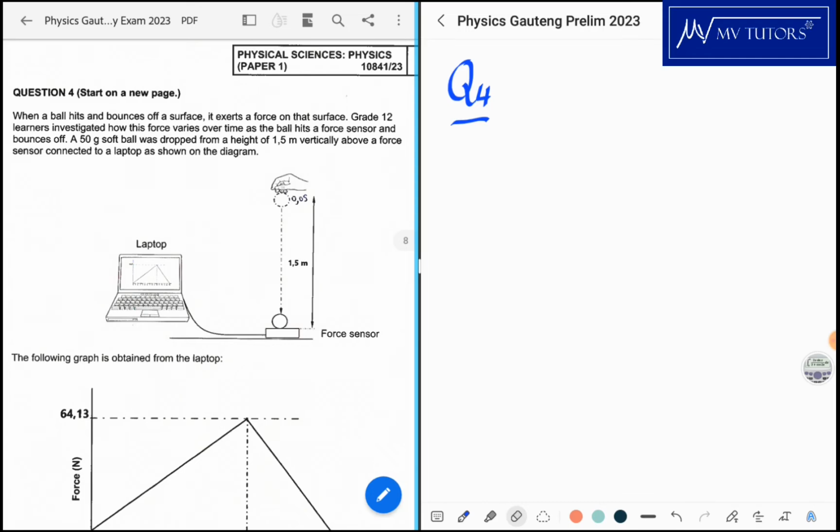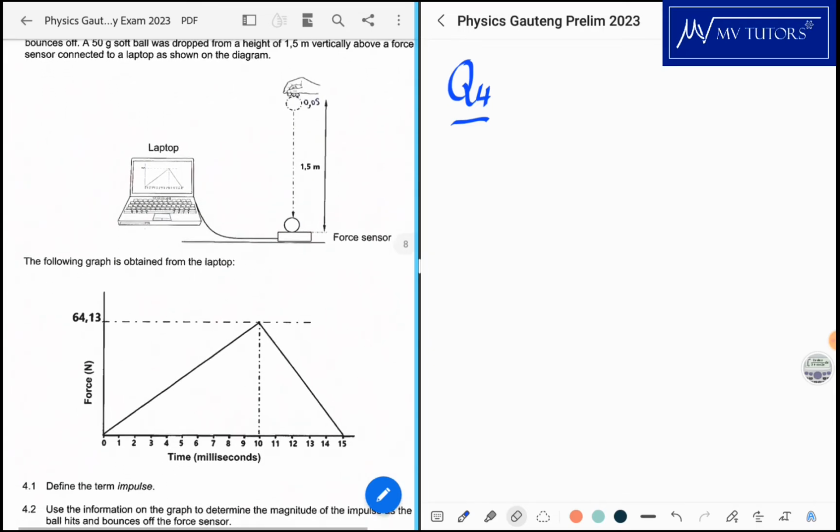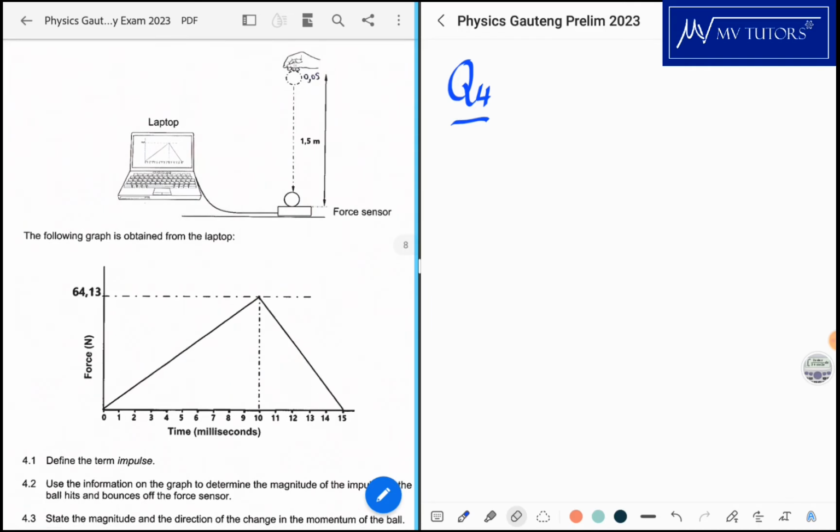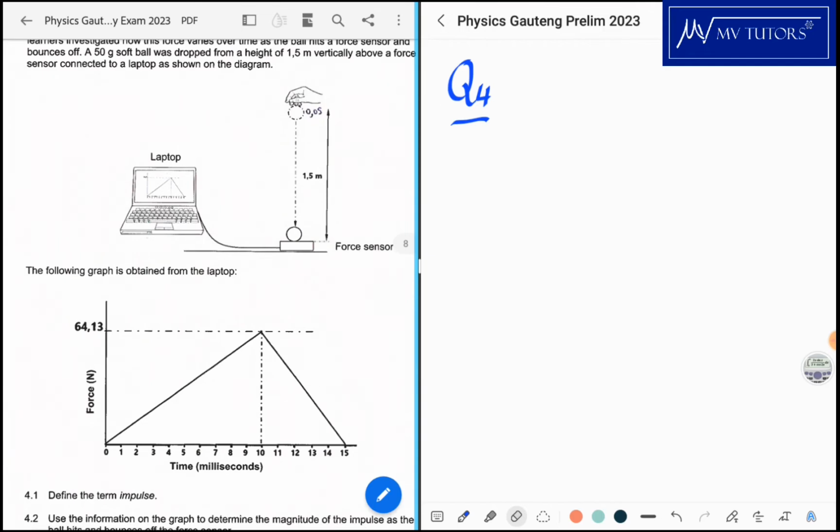Alright, so they've already given you the mass in kilograms, which is 0.05. Now, the following graph is obtained from the laptop. So we have a force versus time graph. And I hope that you know that the area below this graph is actually impulse. But anyway, let's start with 4.1.